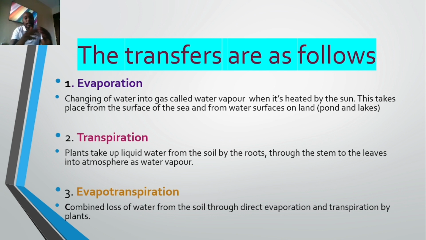All right, so these are combined. The difference is evapotranspiration is the combined loss of water from the soil through direct evaporation and transpiration, and transpiration is just the movement of water from the roots through the stem, the leaves, into the atmosphere. Understood? Now let's look at another transfer.